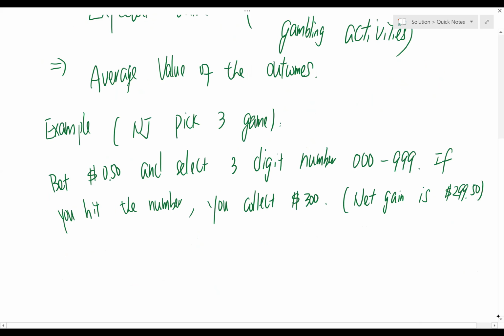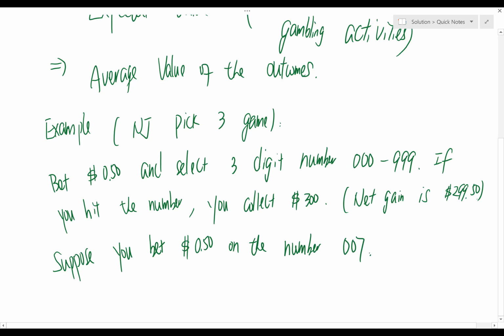And suppose you bet 50 cents, and you're picking a number, $0.007. And what is your expected value of the gain or loss? What is expected value?